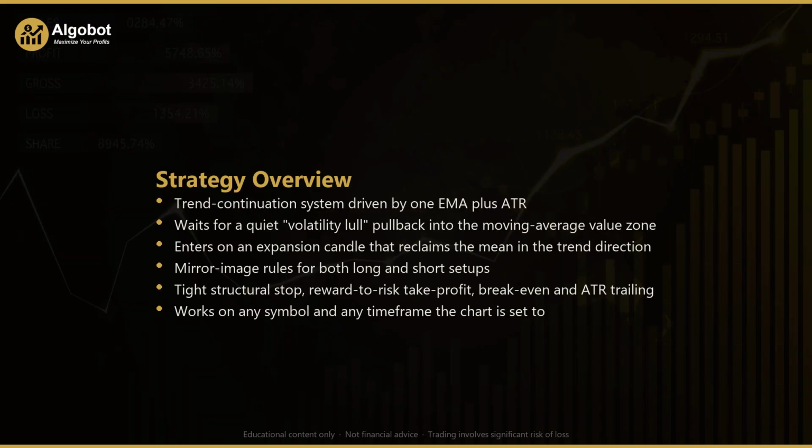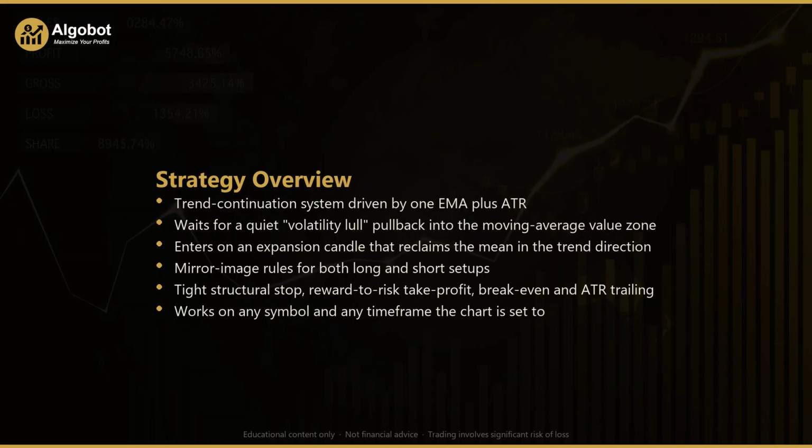So what does this expert advisor actually do? At its heart, it is a trend continuation system, meaning it does not try to catch tops and bottoms. Instead, it waits for an existing trend and then looks to join it during an orderly pause. Two familiar tools drive the whole thing. The first is a single exponential moving average, which acts as the trend's value line, the level that price keeps returning to. The second is the average true range, a standard measure of how much the market is moving, which the strategy uses to judge whether volatility has genuinely dried up.